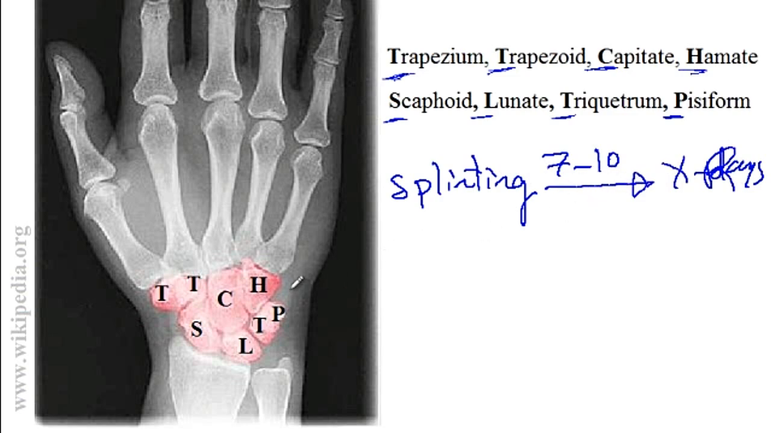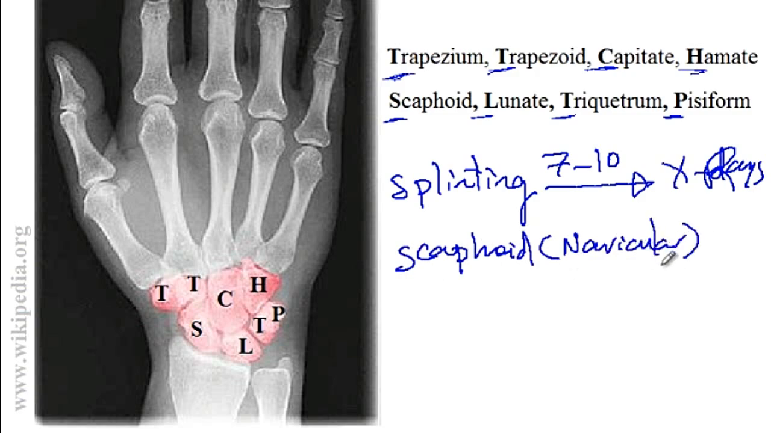Now here I would like to ask you a question. Out of all the carpal bones that are presented here, which one of them is most commonly fractured? And the answer is scaphoid, also known as navicular bone, is the one that is most commonly fractured.